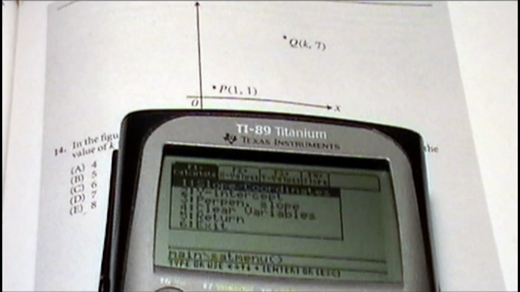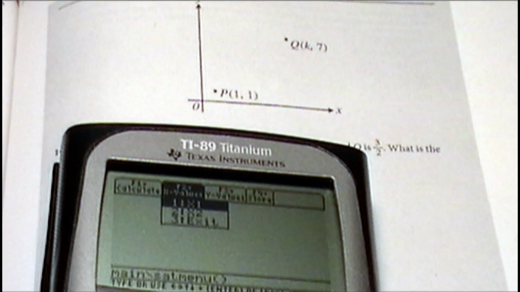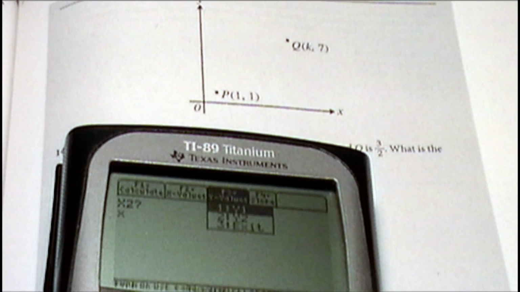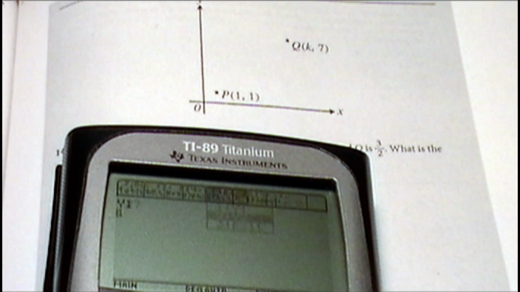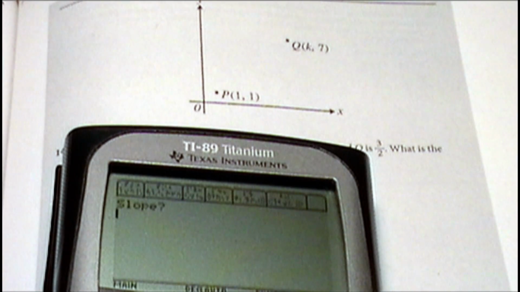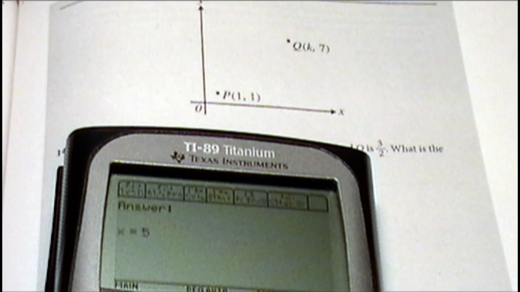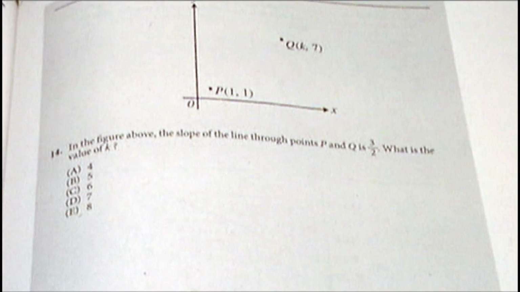This is problem 14 on page 311 of the official SAT study guide by the CollegeBoard, 2nd edition. The problem reads, in the figure above, the slope of the line through points P and Q is 3/2. What is the value of k? Now we're going to solve using the SAT operating system. Which is answer B.